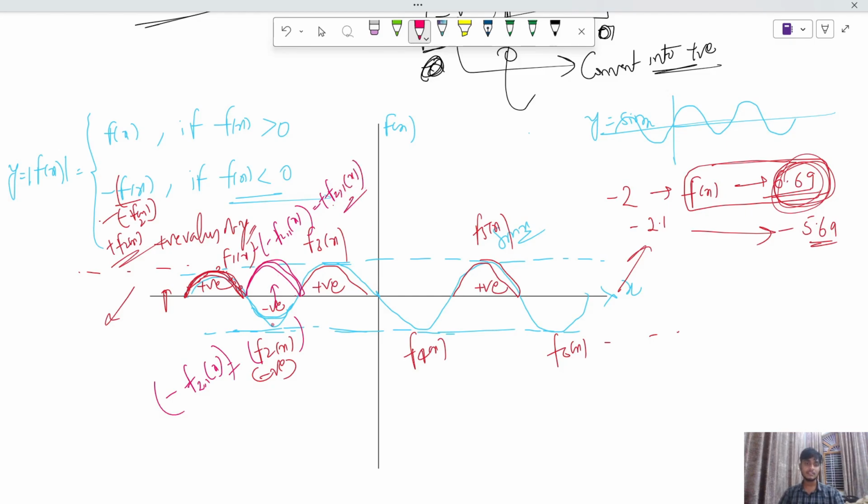Whenever a negative curve is there, just mirror image it about the x-axis. And f4 of x is positive, so it will stay like this. This part is negative, and it will come upwards. This will become positive, and positive will remain positive. This is negative, and I have to shift it upwards, and this will become positive.